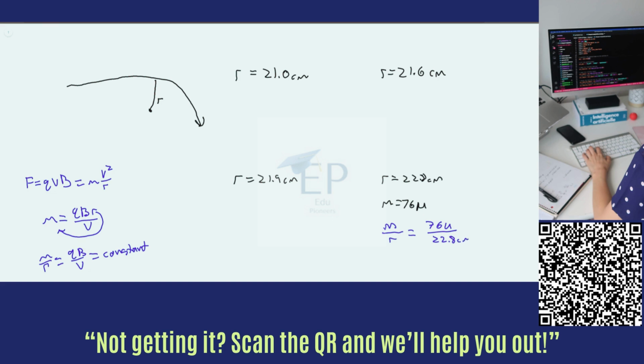All right, those were things that are all given, but the same, let's write these 1, 2, 3, 4. The fact that this is a constant lets us say now m3 over r3 is going to be equal to m4 over r4. So radius 3 is 21.9 centimeters. And then it's all a matter of solving for m3, which m3 in this case is 73 U.